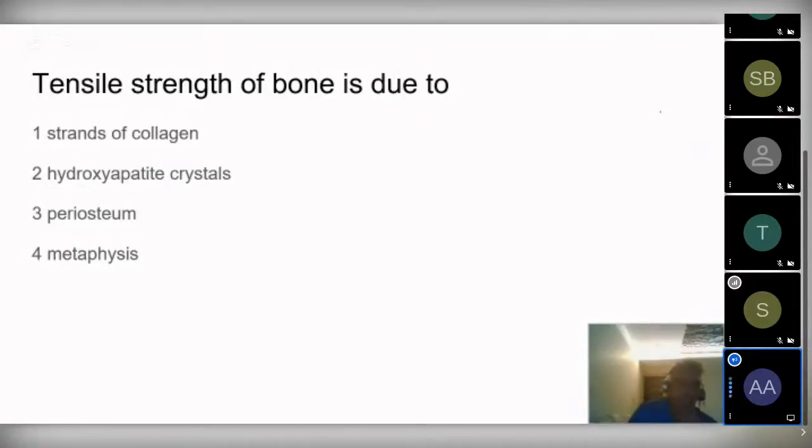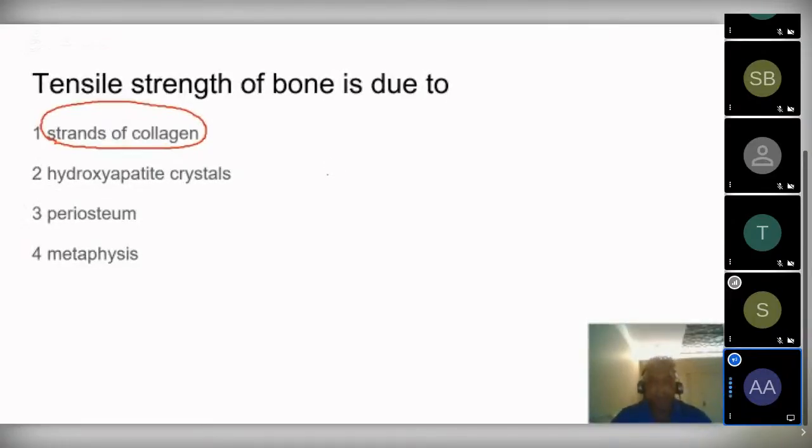Tensile strength of the bone is due to, yeah, tensile strength of the bone is due to what? These are the components of the bone. Can anybody answer this? Tensile strength of the bone is due to. Okay, I will answer this. Tensile strength of the bone is because of the collagen.